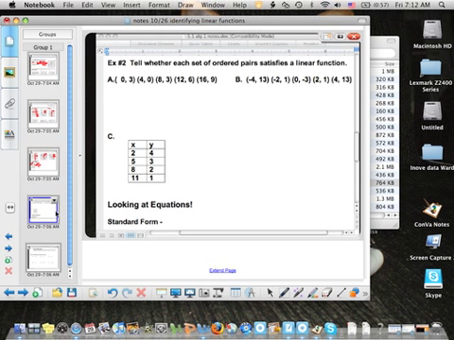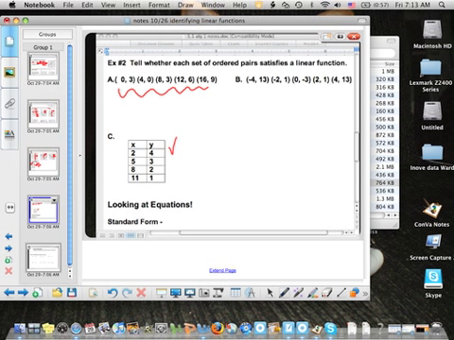Same way with these. Letter A, B, C, they all work exactly the same way. For ordered pairs, I like to create a table like this one. I would take all of these ordered pairs and create a table showing, I just like to find the rate of change in table form.